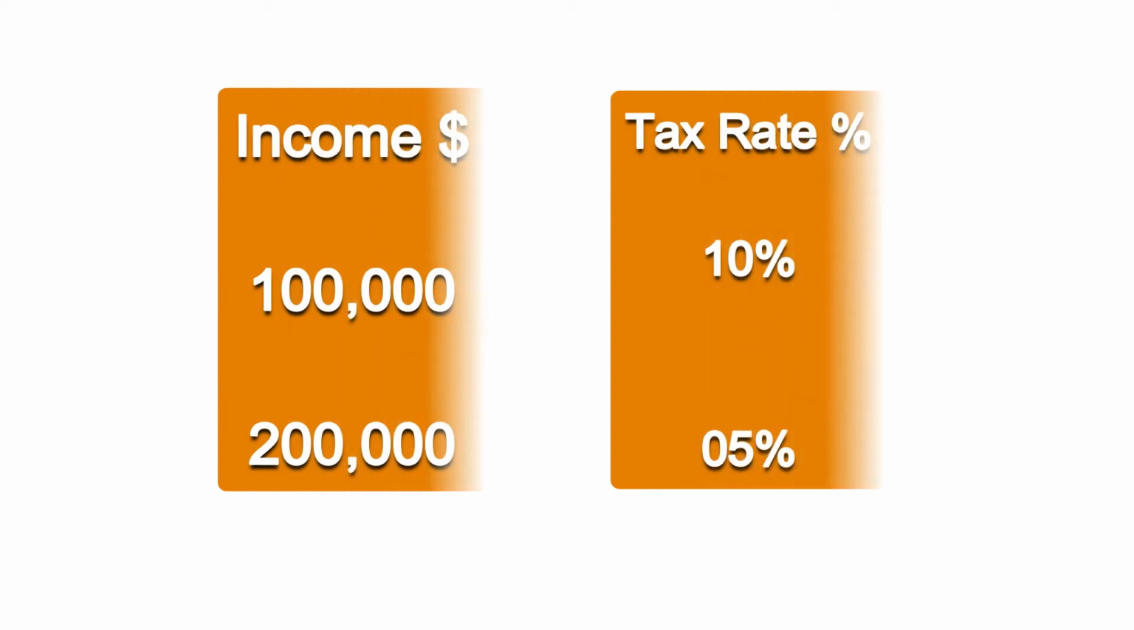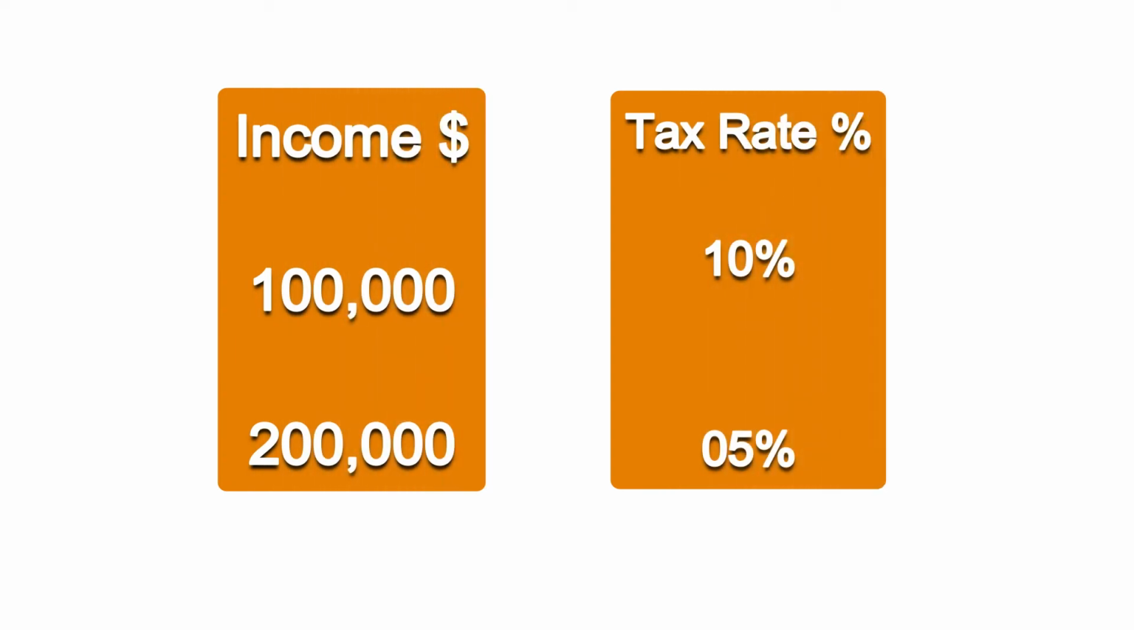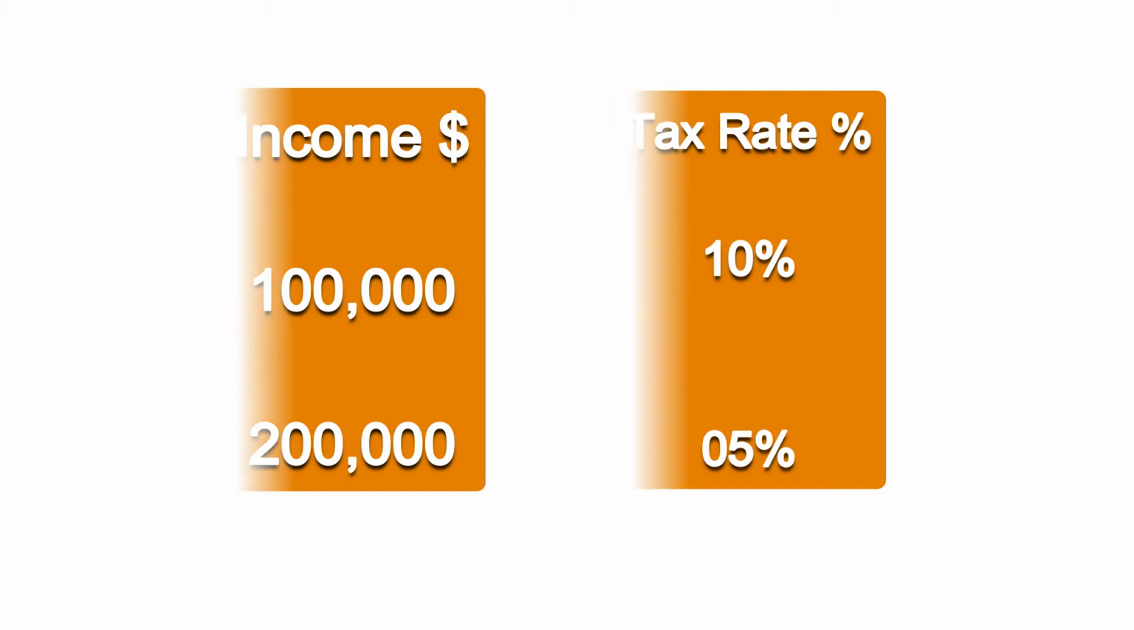Secondly, regressive tax is a tax structure or tax system in which tax rate falls with a rise in income and tax rate rises with a fall in income. So there is a negative relationship between income and tax rate. For example, if initially income was $100,000, tax rate was 10%. If income increases to $200,000, tax rate will fall to 5%. So income is increasing and tax rate is falling.